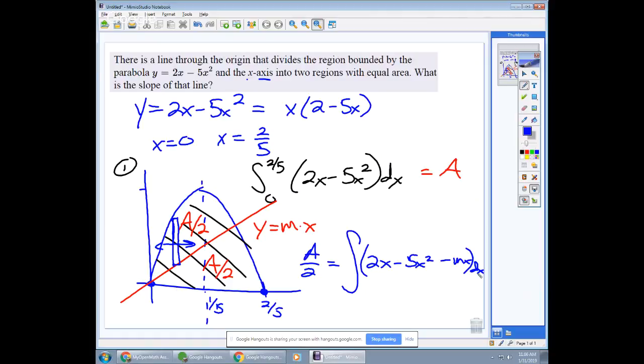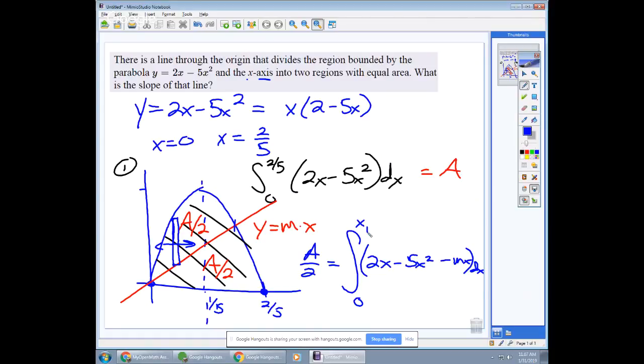Problem, where does the integral start and end? It wouldn't end at 2/5, it ends at wherever they meet. So I have to figure out where these two meet. It's going to go from 0 to wherever they meet, so I'm just going to call that meeting point x1. How do we find the meeting point x1? You just set the red line equal to the blue curve and solve for x. And that's where they meet.